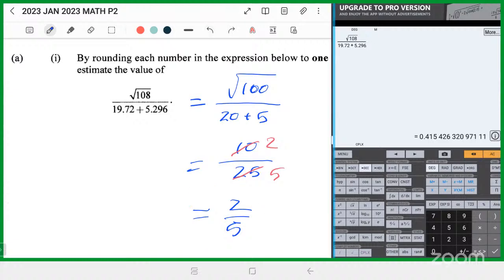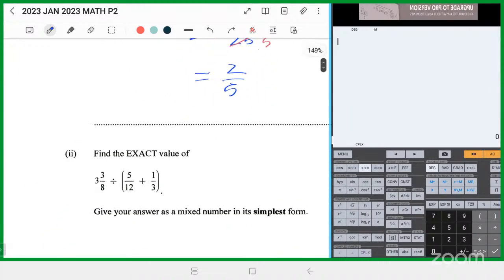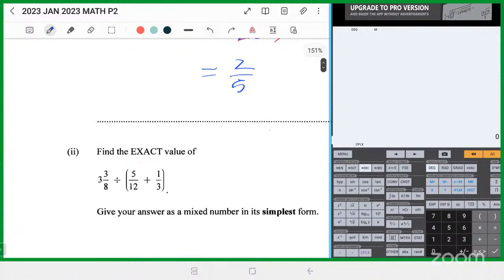If I go to the following question, most times the questions use the calculator, but this one tells you to do something different. You have to follow the instruction. This is how many marks? 2 marks. This one now says you have to find the exact value of it. They don't tell us how to do it.